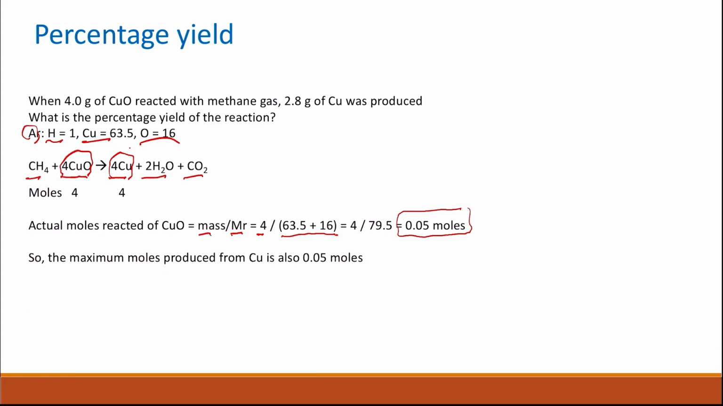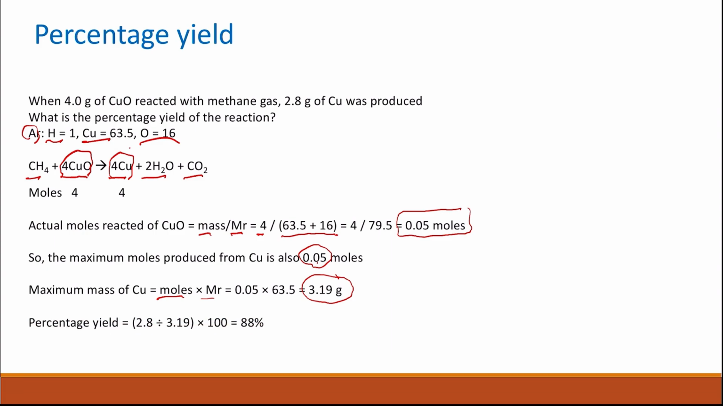And if the reaction goes 4 moles of copper oxide gives you 4 moles of copper, that means the maximum expected number of moles of copper to be produced is also 0.05 moles. Now, to find the maximum mass of copper to be produced from this reaction, we multiply the moles by the formula mass. So 0.05 times 63.5 will give you 3.19 grams. So the maximum product that is expected from this reaction is 3.19 grams.